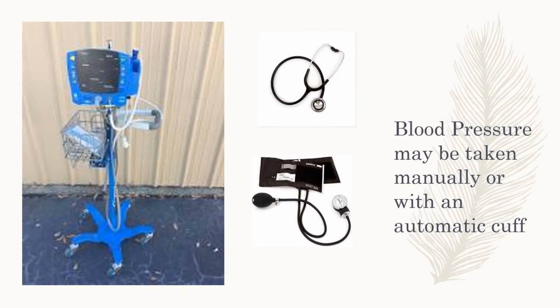Blood pressure may be taken manually or with an automatic cuff. On the left there, that blue is called a Dynamap, and that's one of the automatic cuffs. And then, of course, on the right, the black there is considered your manual cuff.